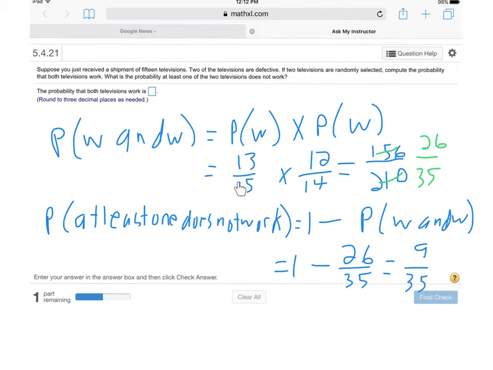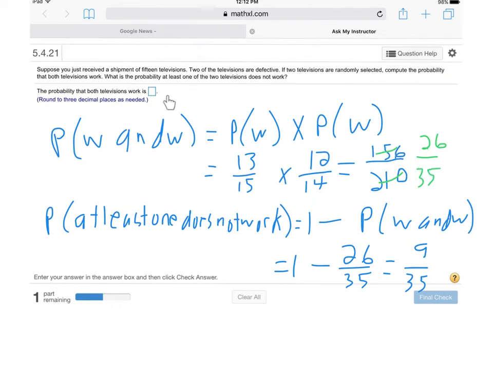Well, if you got one out that works here, then you're only left with 14, and if you got one that works here, you're only left with 12 working. And so the second one, 12 out of 14, and you multiply and simplify. I guess you got to convert to a decimal here.